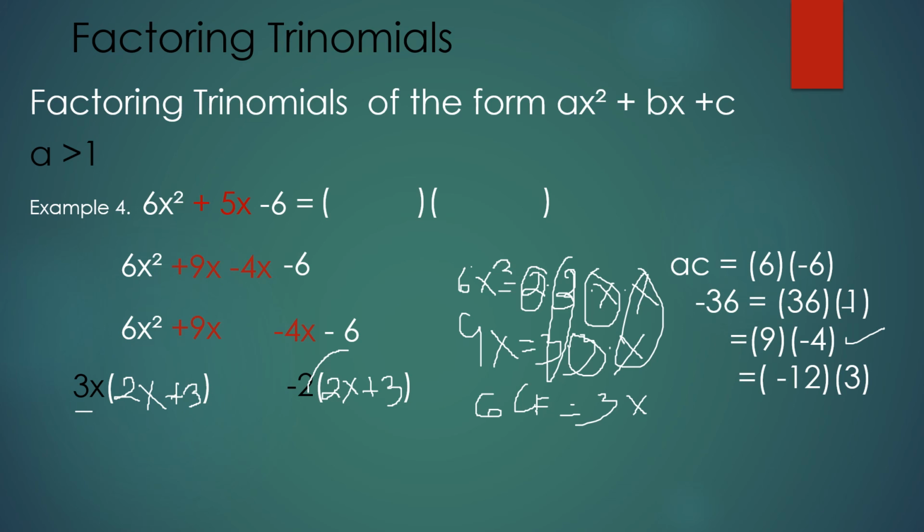Now, what you are going to do next is the terms outside here should be written here: 3x and then minus 2. And then you notice they're the same here. So that is 2x plus 3 on the other parenthesis or factor. That's the factored form of 6x squared plus 5x minus 6.